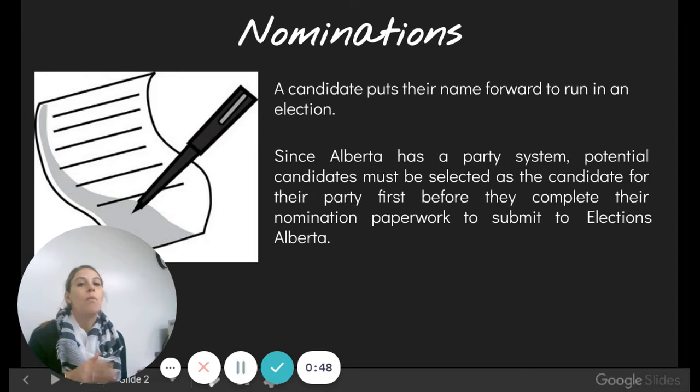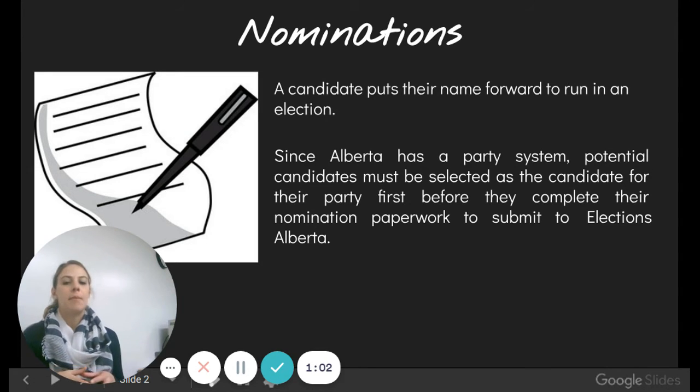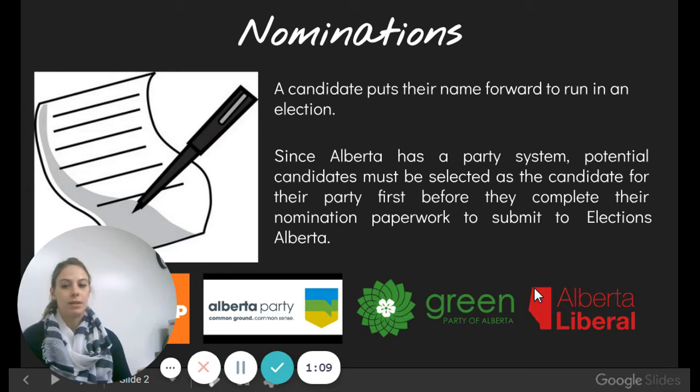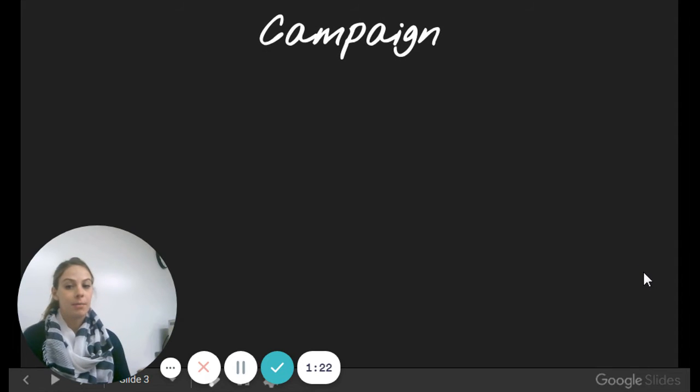But say there's more than one person that wants to run for a party, they would have a nomination vote where the party members who have memberships in that constituency would go and vote for the candidate they want to represent the party. So almost like a mini election before the election. And generally speaking, candidates do run for a party, although sometimes they run independently. And there are several parties in Alberta. Right now, there are only two parties with seats in our province, the United Conservative Party and the New Democratic Party. So once a candidate is nominated, it's time to campaign.